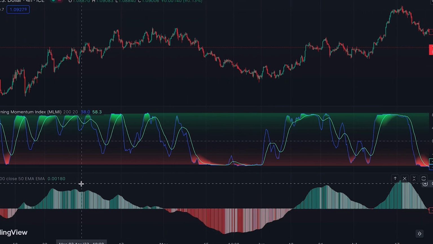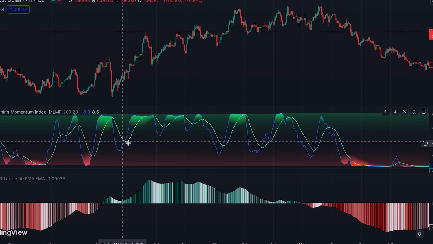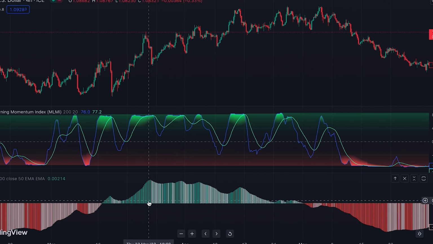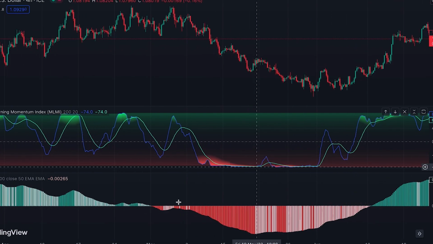When MACD histogram is green, which tells us we are in an uptrend, we only take buy signals, which is when the blue line crosses above the green line. We don't take the sell signals when the blue line crosses below the green line, because MACD histogram is green and it's telling us that we are in an uptrend, so we should take buy signals. And on the other hand, when MACD histogram is red, we don't take buy signals and we only take sell signals when the blue line crosses below the green line.